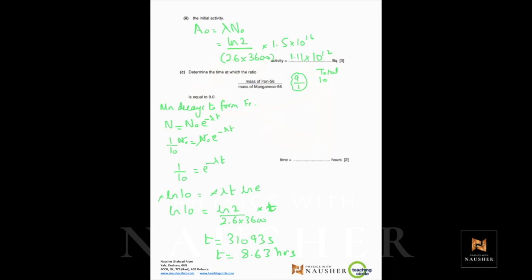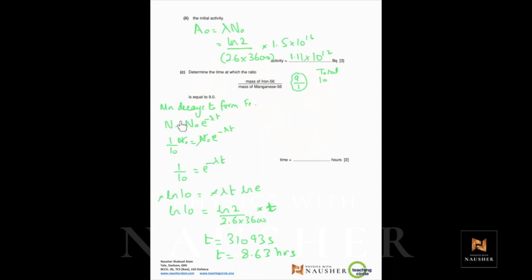Then they say determine the time at which the mass of iron over mass of manganese 56 is 9. You must understand that manganese decays to form iron. So manganese decays to form iron, and this ratio, if this is 9, it's telling you that iron is 9 and manganese is 1. That means the total was 10. So out of 10, 1/10 is owned by manganese and 9/10 is owned by iron.